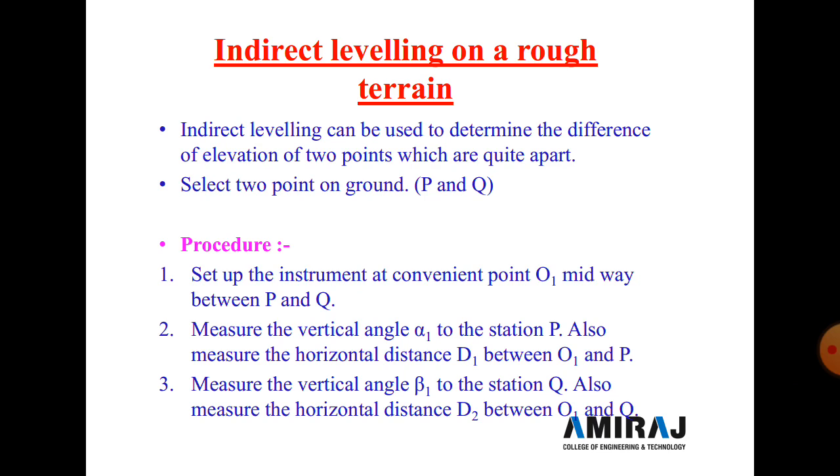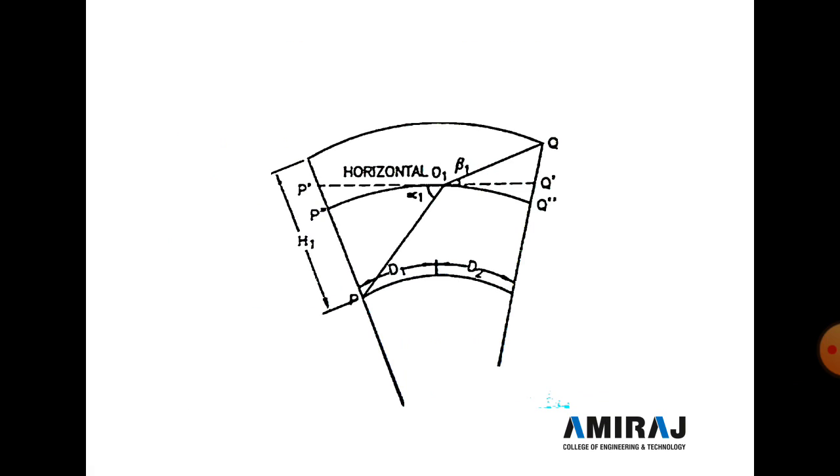Indirect leveling can be used to determine the difference of elevation of 2 points which are quite apart, which means far away from each other. So here we take 2 points on the ground, P and Q. From the figure we can see exactly what we have done here. We select point P and point Q on the ground, which are quite apart from each other, and here h1 is the difference of height, and both the points are far away from each other.